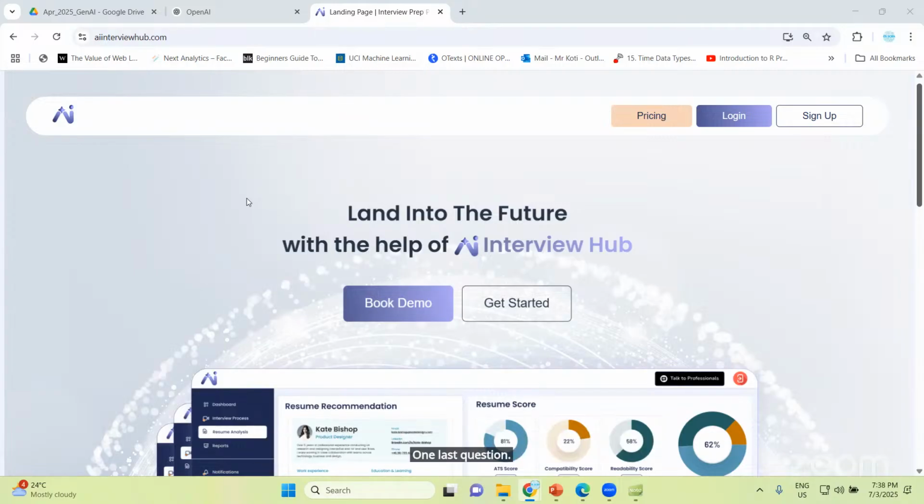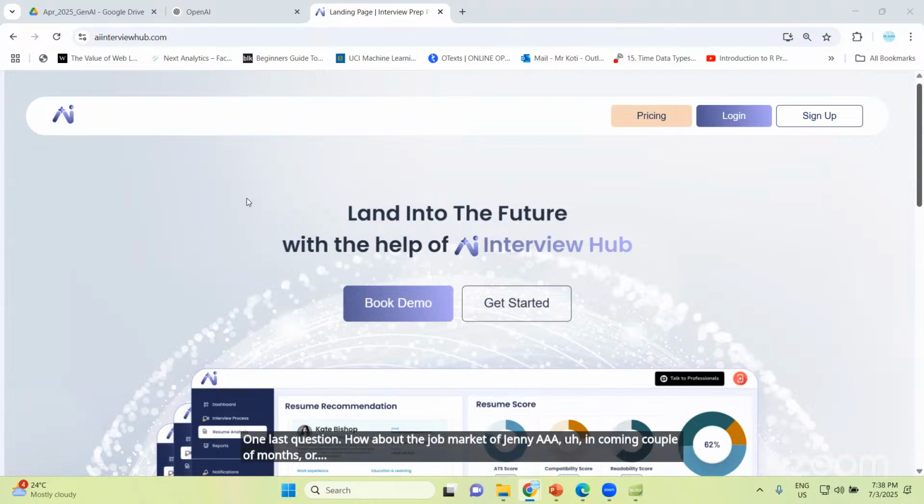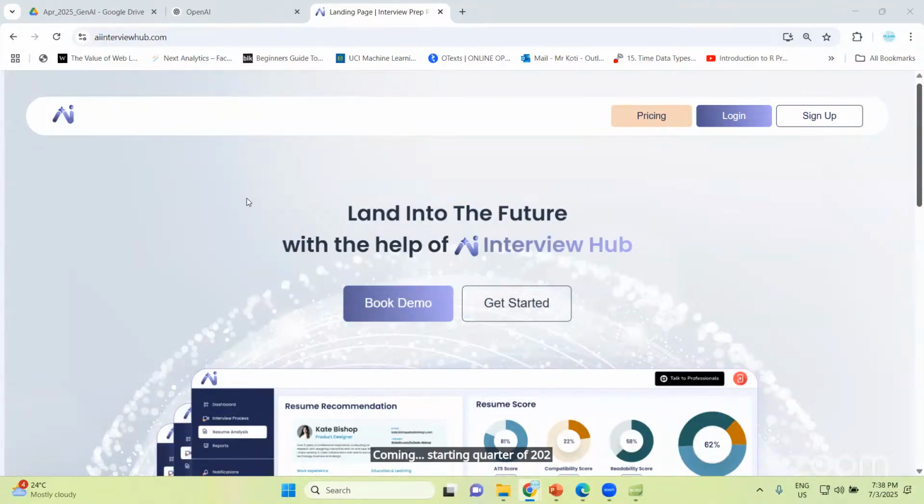Yes, please. What about the job market of Gen AI in the coming couple of months, or the coming starting quarter of 2026? Is there any idea? Sir, the market has just started, sir.